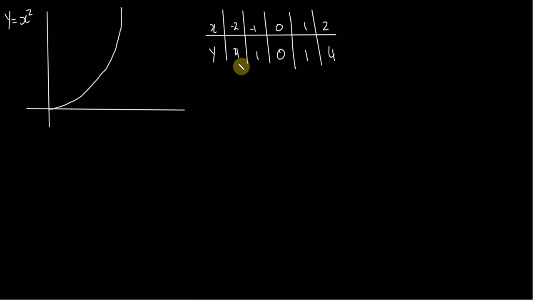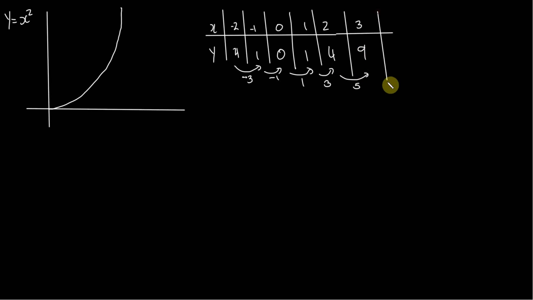Notice that between the x coordinates -2 and -1, y is decreasing by 3. Now notice that between the x coordinates -1 and 0, it's decreasing by 1. But now suddenly between 0 and 1 on the positive x-axis, it's increasing by 1. Now it's increasing by 3, sorry. And notice, if we were to extend this, say x is 3, well 3 squared is 9, it's now increasing by 5. And what if x is 4?